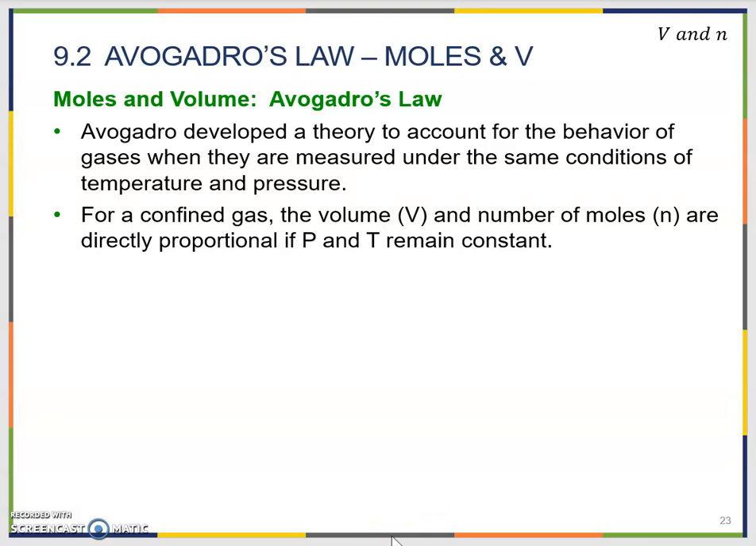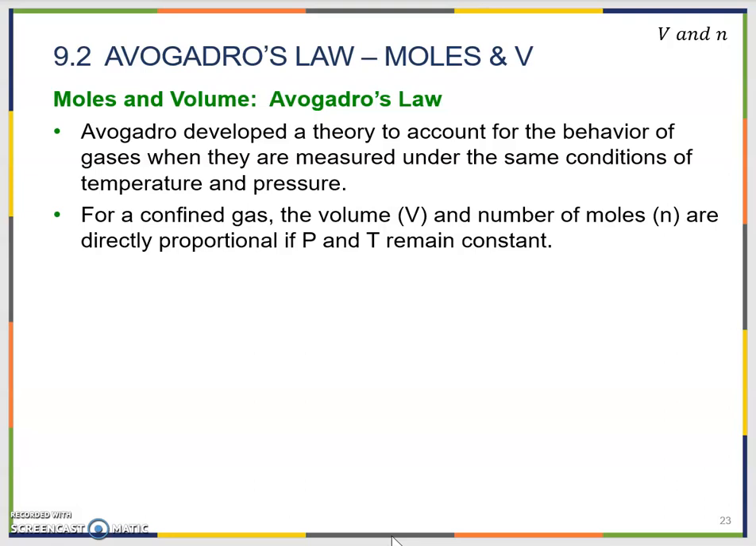Avogadro developed a theory to account for the behavior of gases when they are measured under the same conditions of temperature and pressure. So Avogadro was looking at moles and volume. The nearest thing that we have to this in our daily lives is a balloon. If the pressure and the temperature are constant, let's say you're outside at a birthday party and you're filling balloons with air, you blow more moles of air into the bigger balloon. If you stop halfway, you've blown less actual particles.